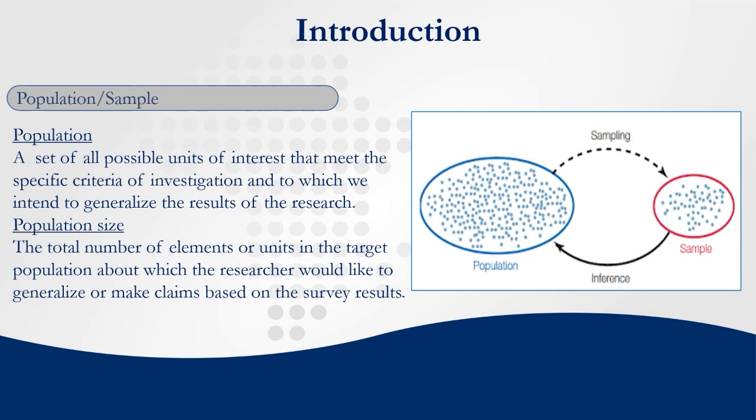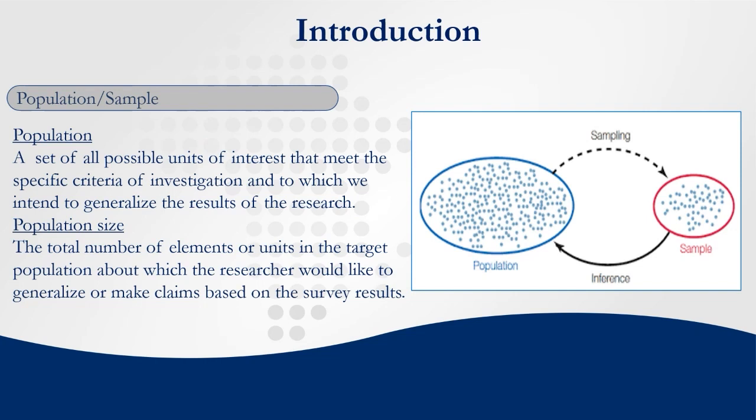So if you are interested in SMMEs, then your population will contain the list of SMMEs. If you have further criteria, perhaps SMMEs within a certain geographic location, you will use them to delineate this population. And then it's going to have a size. The size talks to the total number of the units that are within this population that you have described.